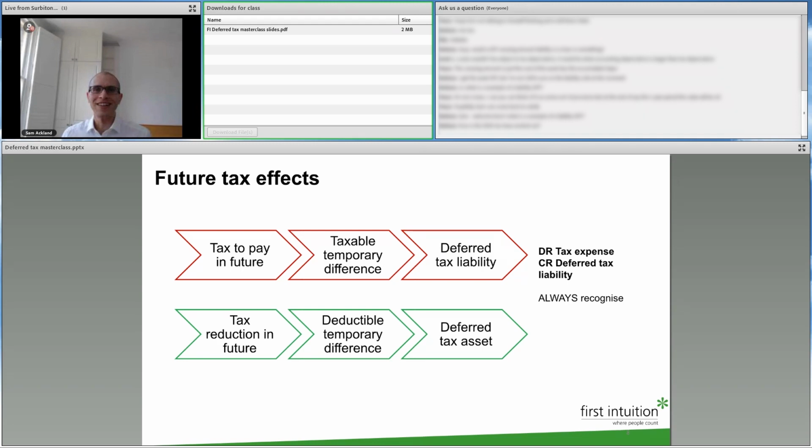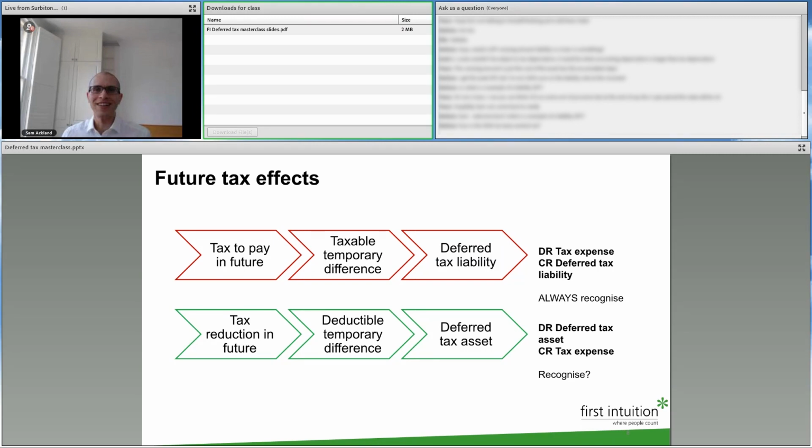In the green arrows there at the bottom, we've got some good news. Maybe we've got a tax reduction in the future. Rather than paying more tax in the future, we're actually going to pay less tax in the future. This is what's known as a deductible temporary difference, and it leads instead to a deferred tax asset.